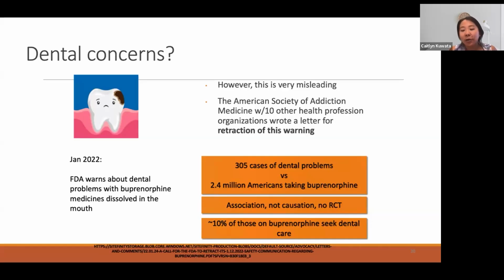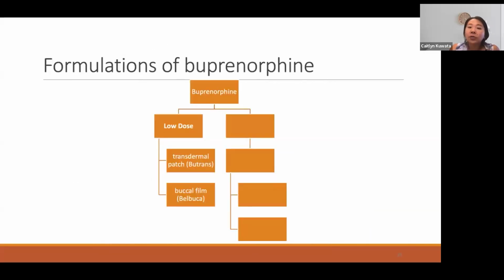So if your patient asks about it, you can have a conversation, but it's never been a reason for me to not prescribe it. So now we'll talk about the different formulations of buprenorphine. I like to break it down into two categories: your low dose here, your transdermal and your buccal films, and then I'll go through the high dose next.